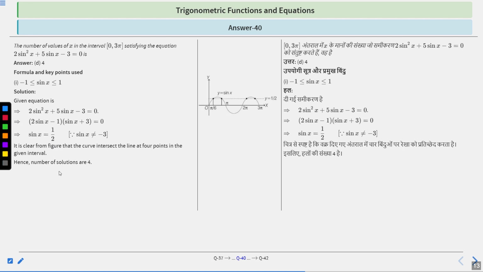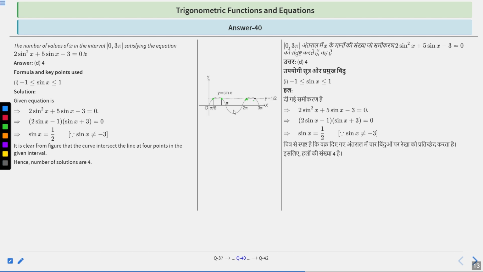Now we basically have to find all the solutions of sine x equal to 1 by 2 in the interval 0 to 3 pi. So let's draw the graph of y equal to sine x and y equal to 1 by 2 in the interval 0 to 3 pi. Right. So after drawing the graph, both graphs are cutting on 4 points. These points, right?